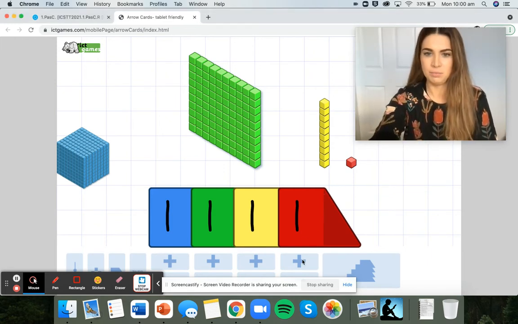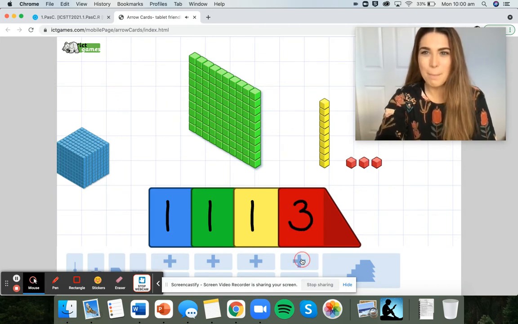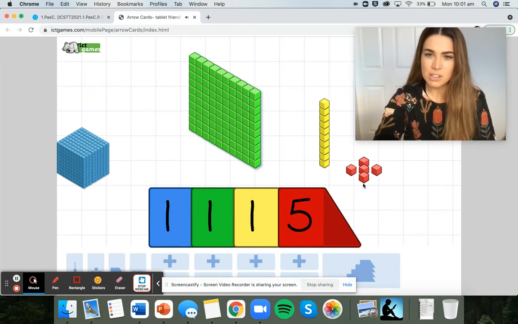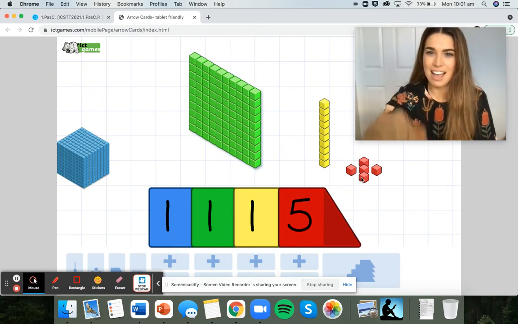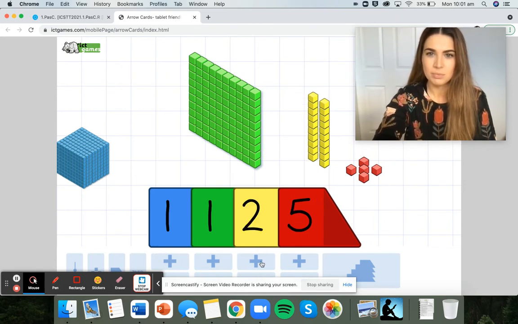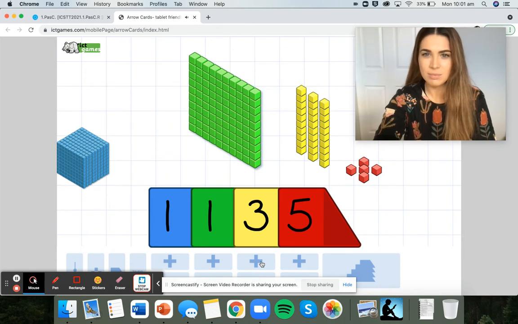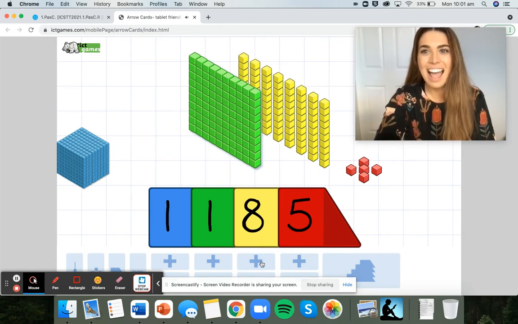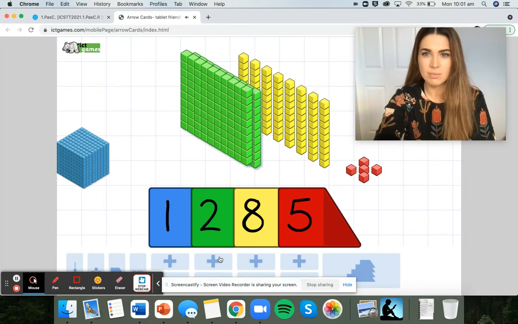I'm going to add some blocks. How many ones blocks do I have now? 5. And that's why I've written a 5 in the ones column. I'm going to add some tens. How many tens blocks do I have? 1, 2, 3, 4, 5, 6, 7, 8. And that's why it says 8 in the tens column. Let's add some hundreds. How many hundreds blocks do I have? Just 2.